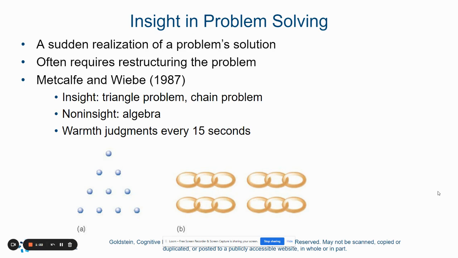Insight is another way to solve problems. This is when you come to a sudden realization of the problem solution. It kind of just comes to you. But again, it requires restructuring of the problem and looking at it in a different way. There's been lots of research around insight as well, such as the triangle problem and the chain problem. If you look at these two things, how do you make this work? How do you create one single line, one single stroke? How can you unravel these things? You have to just view it in a different way. Your textbook will show you the solutions to those problems.